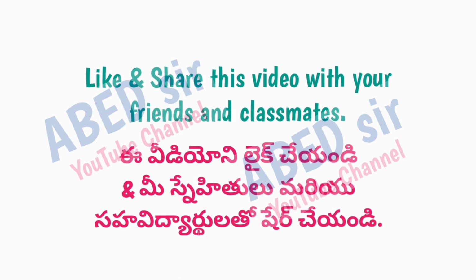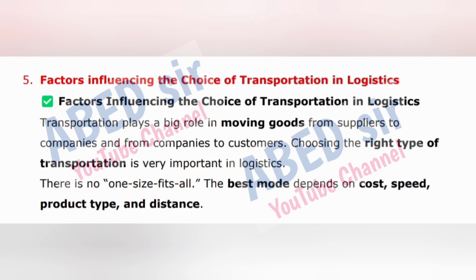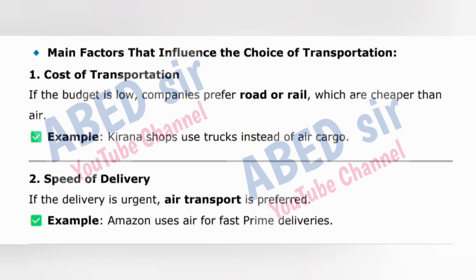Next important long question is 5: factors influencing the choice of transportation in logistics. Transportation plays a big role in moving goods from suppliers to companies and from companies to customers. Choosing the right type of transportation is very important in logistics. There is no one-size-fits-all. The best mode depends on cost, speed, product type, and distance. Main factors that influence the choice of transportation.